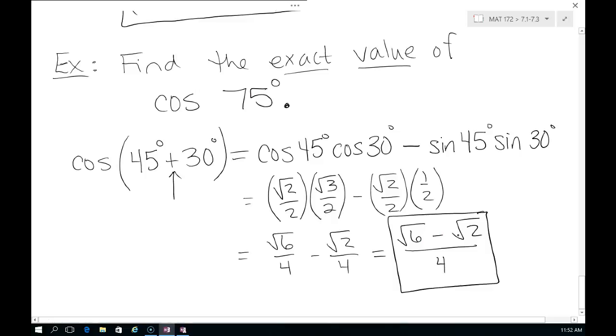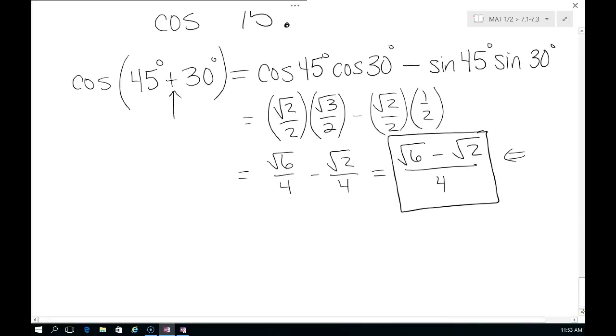And if you want to, you can check it in your calculator, make sure you're in degree mode. You can type this one in as a decimal and then type cosine 75 into your calculator and make sure they come out the same, and they will. I'm going to do that real quick just to show you. Radical 6 minus radical 2, type that in first, and get an answer, and then say divide by 4.